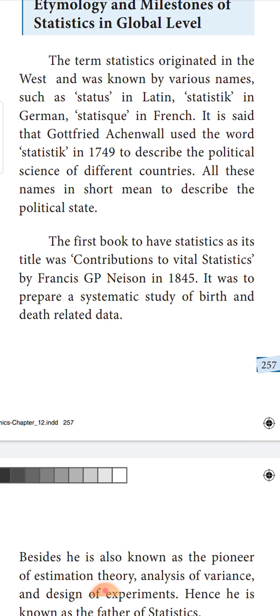In this lesson, you have more chances for objective questions. Just underline this. The first book to have statistics as its title was, what is the name of the book? Contributions to Vital Statistics. It was written by Francis G.P. Nason in the year 1845. And basically it was written to bring a systematic study about the births and deaths that are happening, the data related to the number of births and number of deaths.